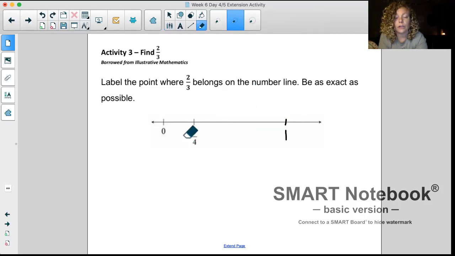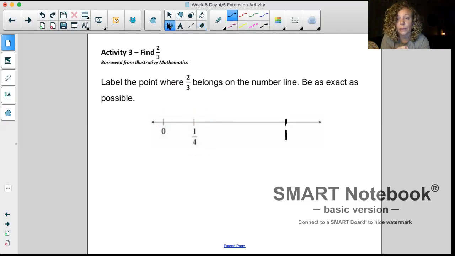Now, I want you to pretend that you can't even see this at this point, and I just want you to look at 0 and 1. Okay? Now we need to partition this into 3 equal parts so that we can find 2/3. So I want you to visualize and remember what I said about 1/3 being bigger than 1/4. And I'm going to say it's about right there and right there. So from 0 to here is 1/3.